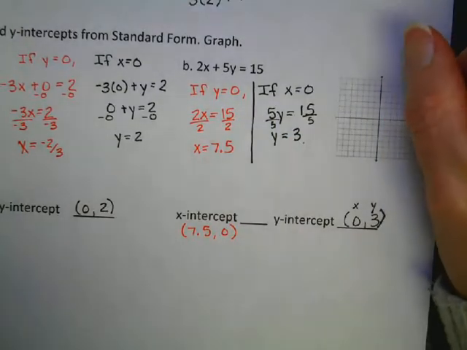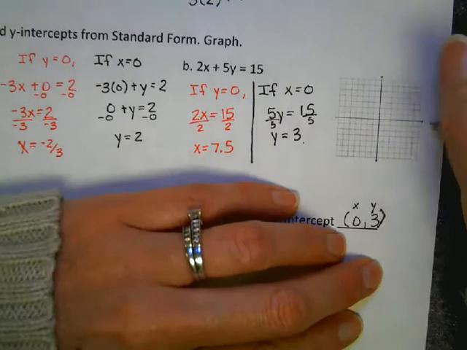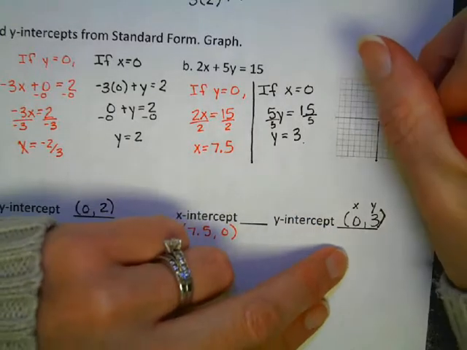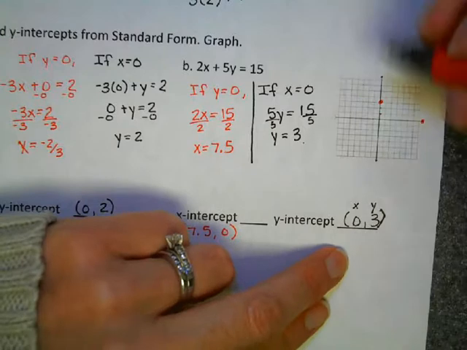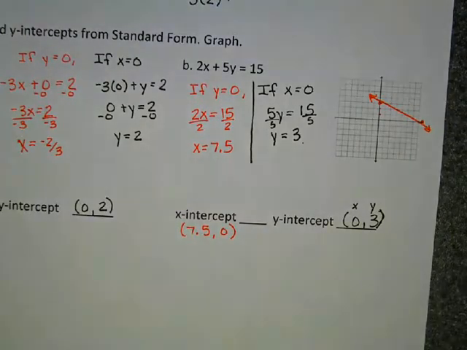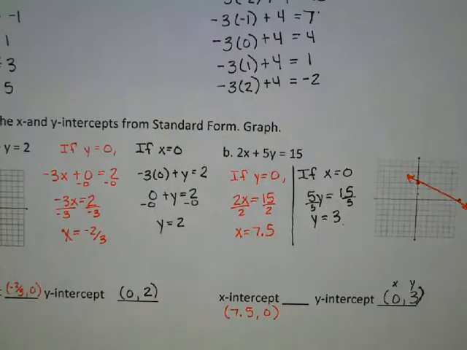So my x answer was 7.5. 7.5 means I'm going to be just off the graph. And 0, 3 is right here, and then we would connect those 2 points. So that is x and y intercepts. You find the x value, plot it, find the y value, plot it, and then draw a line through those 2 points.